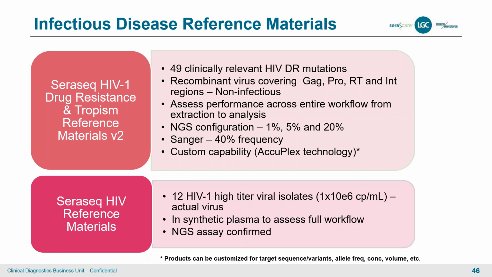And these can be customized. Right, we can extend the sequence, we can look at HCV, look at other runs. And this is the same exact technology that went into our COVID-19 product, right? So very powerful technology. We also carry high titer viral isolates. These are actually infectious material, right? For cases when you do need them.